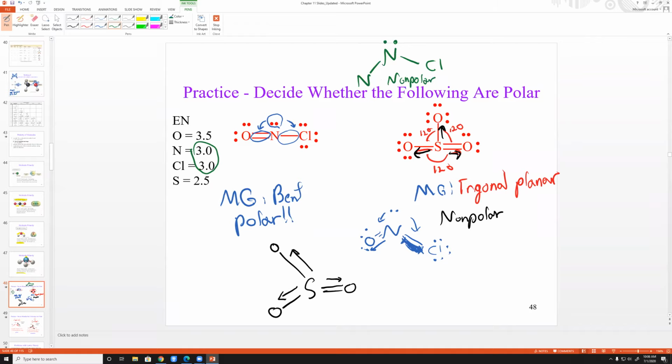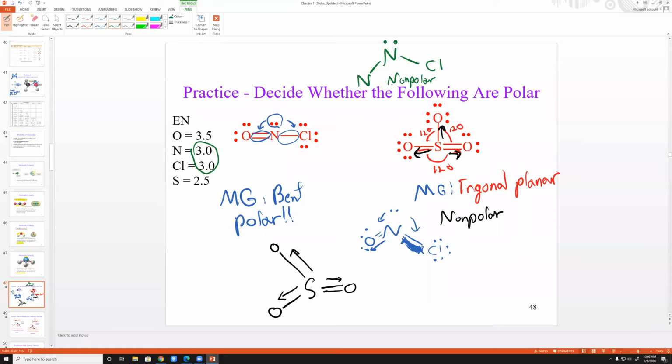So the molecular geometry tells you if it's symmetrical or not symmetrical. You still have to look at the elements involved in the bonding, then the difference in electronegativity of those elements. The information of the molecular geometry and the symmetry will help you figure out if it's polar or non-polar.